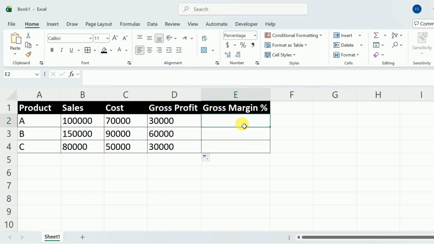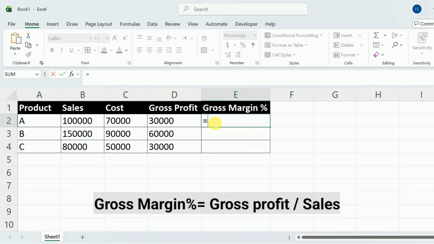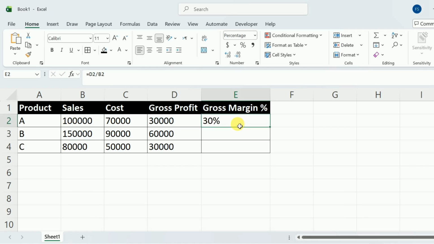The formula for the gross margin is equal to gross profit divided by the sales amount, and after that I will hit enter. I have set this cell to calculate in percentage, so it is showing 30%. Now I will drag it down to calculate the gross margin for the rest of the products. So here you can see that we have now calculated the gross margin for all products.